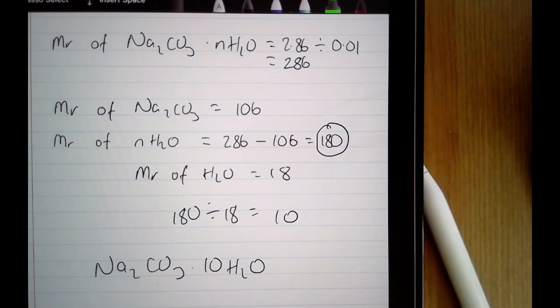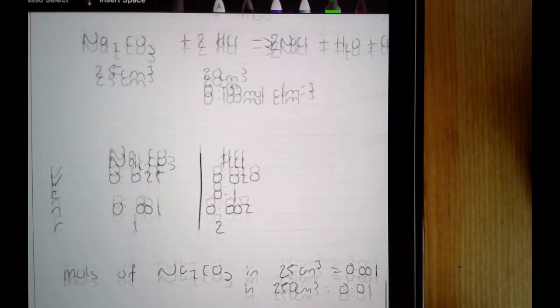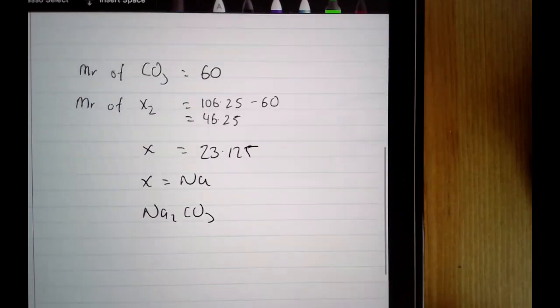So even though it looks slightly harder, the process was exactly the same as before. We're trying to find formula mass. You're given mass in the question. You work out moles using your titration table, but before you plug them both back into the formula, you need to make sure they're both per the same volume. In this case, I've done both of them per 250. Once you know the formula mass of the whole thing, you can work back to find out the formula, N in this case. And in the example before, we worked back to find X.